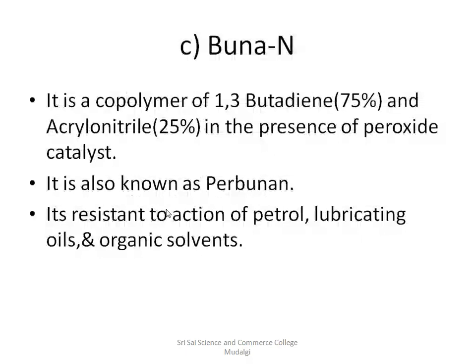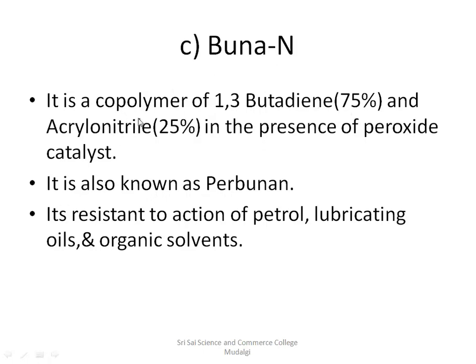Now, the third and most important example for your synthetic rubber is Buna-N. It is a copolymer of 1,3 butadiene, same as that of Buna-S, and acrylonitrile. Here, N refers to acrylonitrile. So its composition is what? 1,3 butadiene is 75% present, and acrylonitrile is 25%. In case of Buna-S, it is the same 75%, but styrene is 25%.